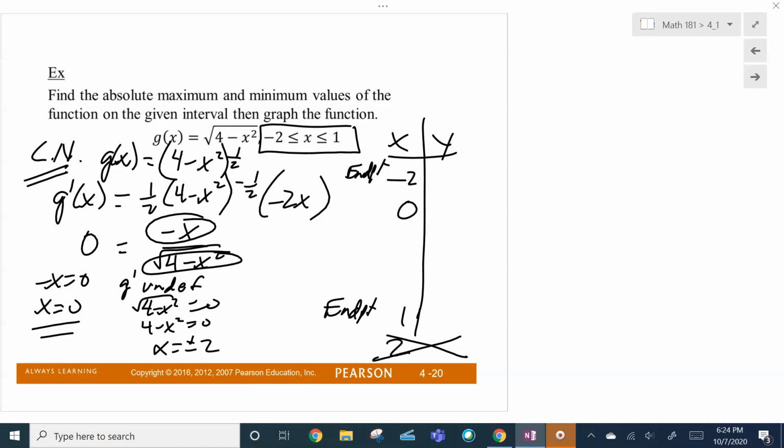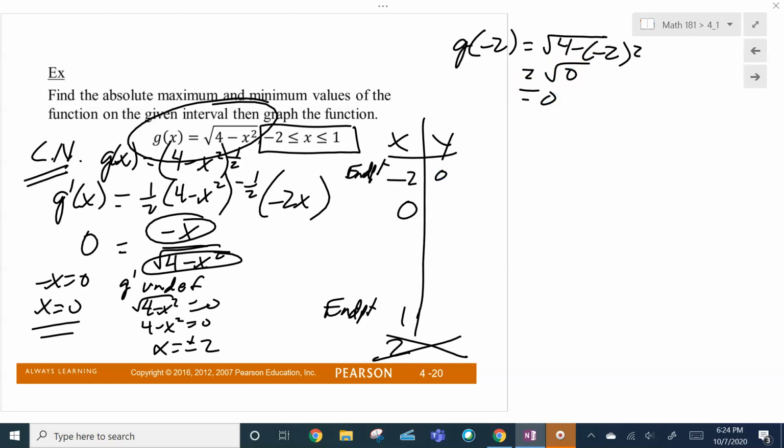Let me throw -2 in. I plug -2 into the original function. So g of -2, square root of 4 minus (-2) squared, square root of 0, 0. There's that point. Plug in 0, and I get square root of 4, which is 2. Plug 1 in, I get square root of 3. Okay, so this thing looks like that.